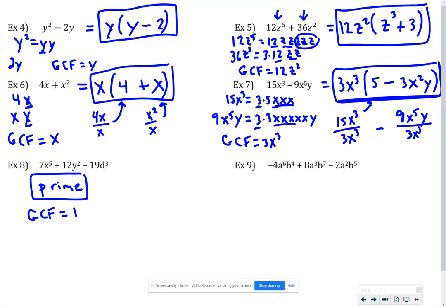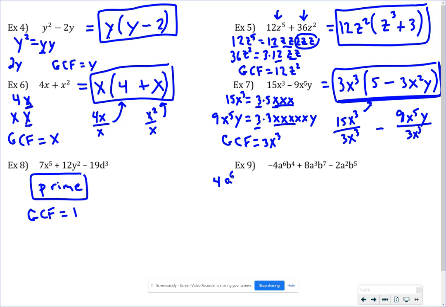All right, example 9. On number 9, we're going to practice with dividing out or factoring out a negative. See, that first coefficient is a -4, so we're going to factor out a negative. So when I do my GCF and I do my factoring, I'm going to actually pull out a negative. All right, so to find the GCF, first thing I'm going to do, I'm going to look at that 4, A6B4.